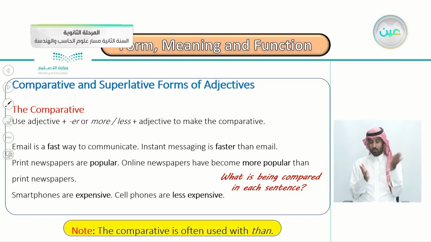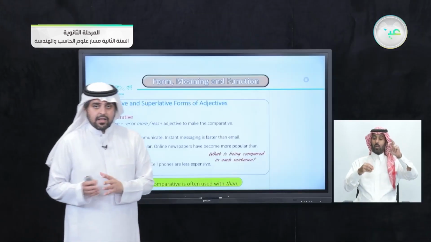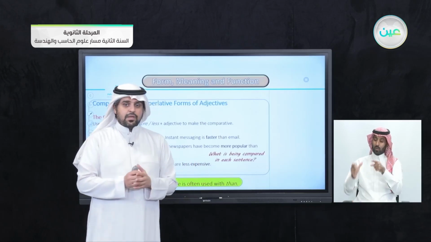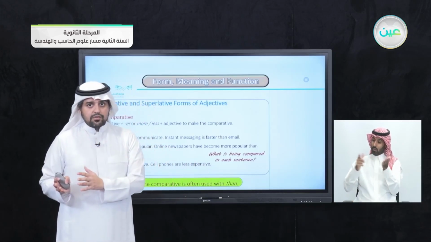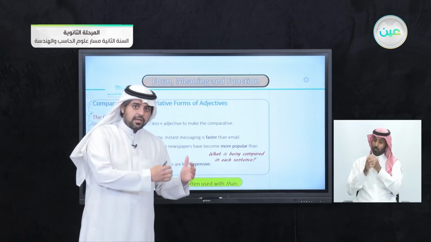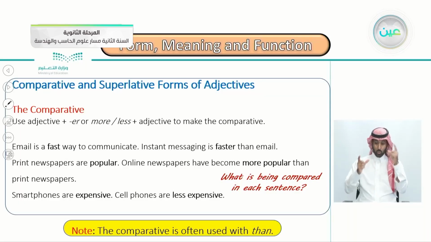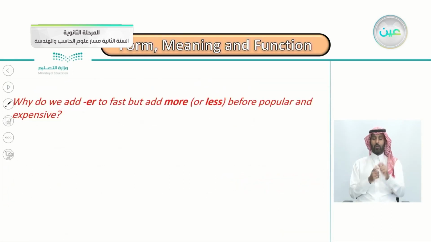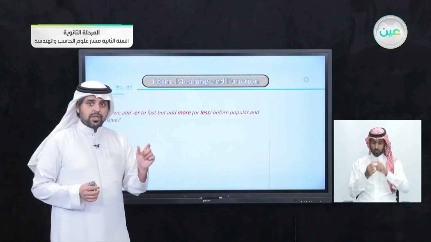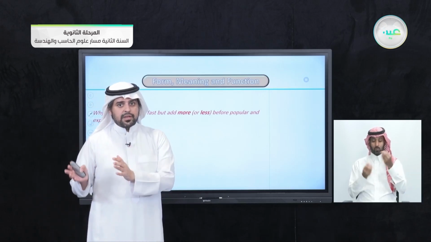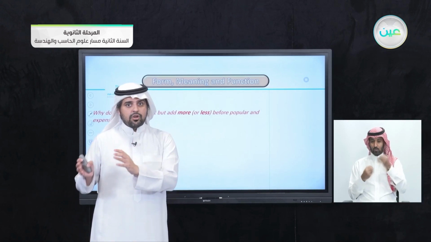Note here, the comparative is often used with than. You say instant messaging is faster than email. Online newspaper is more popular than printed newspaper, and so on. So use the word than. Why do we add er to the adjective fast, but we say more or less before popular and expensive? When we were talking about the adjective fast, we added er. But when we said popular and expensive, we added more or less.